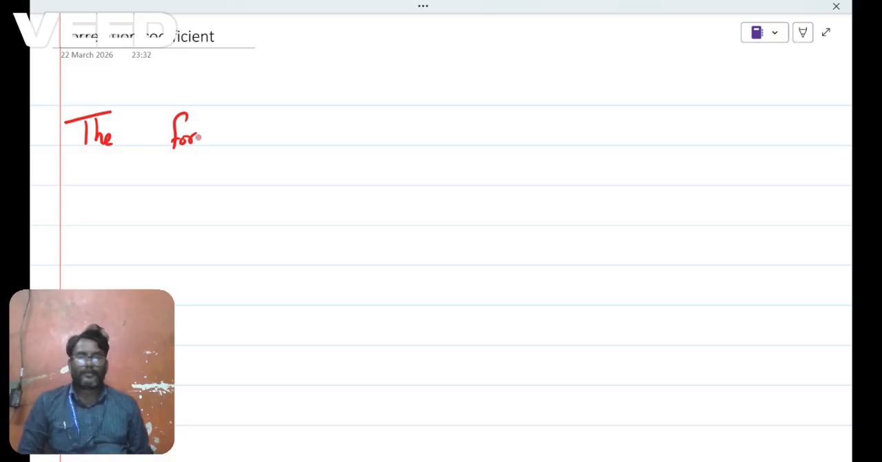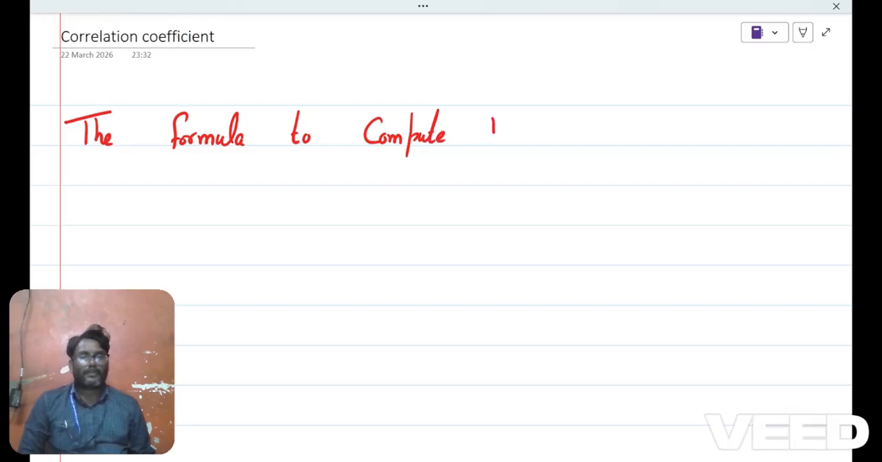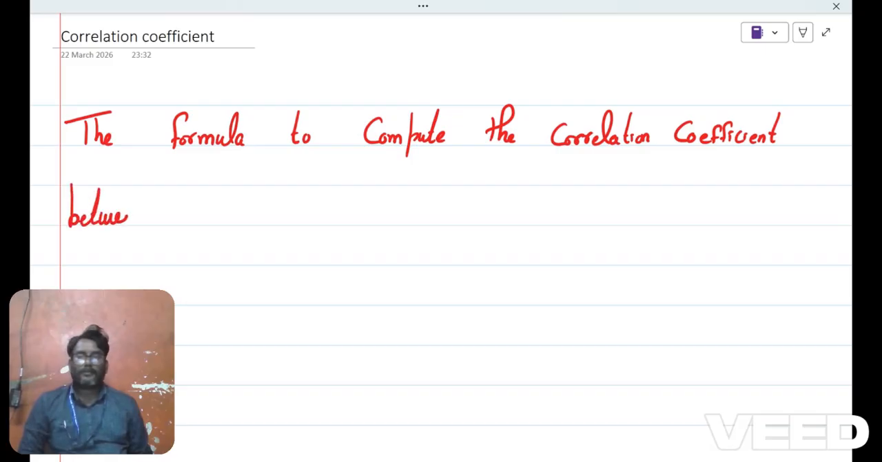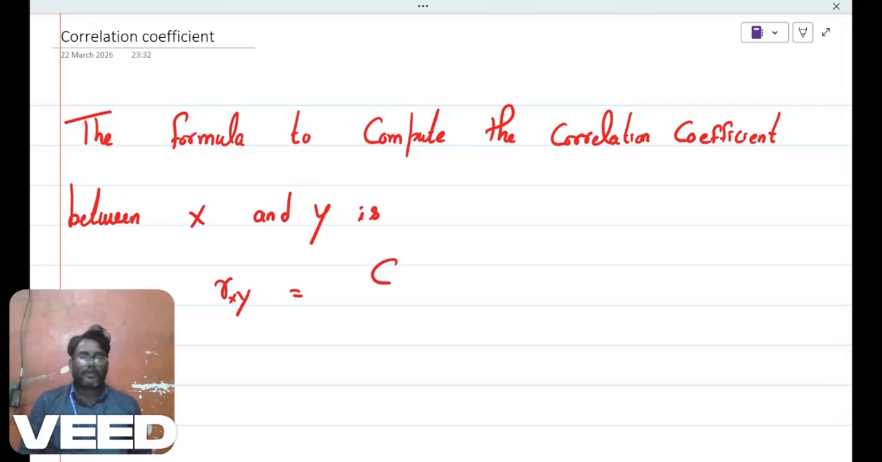The formula to compute the correlation coefficient between the variables x and y is r of x comma y is equal to covariance of xy divided by sigma x into sigma y.